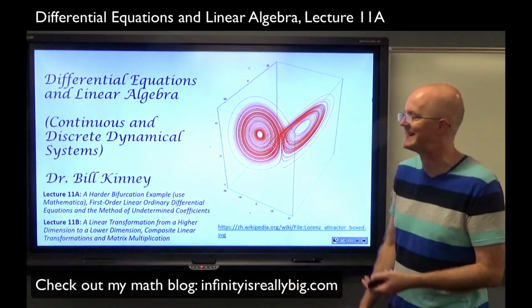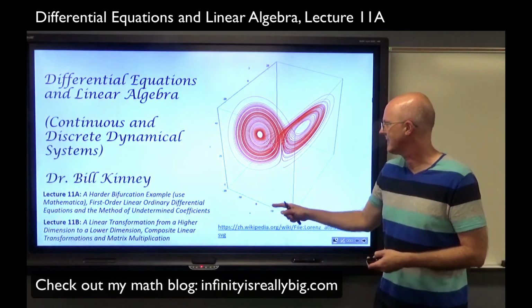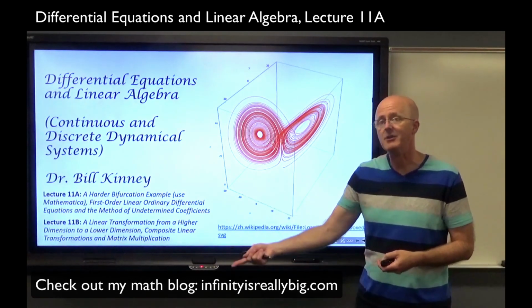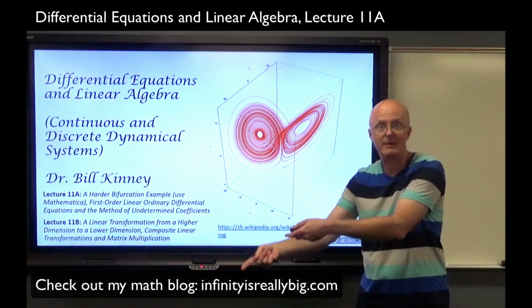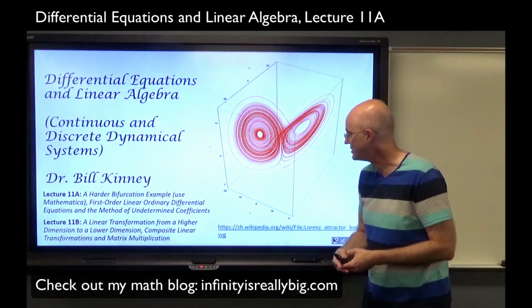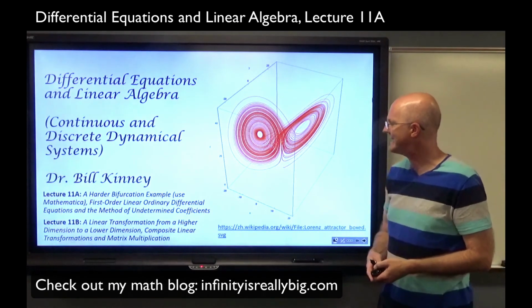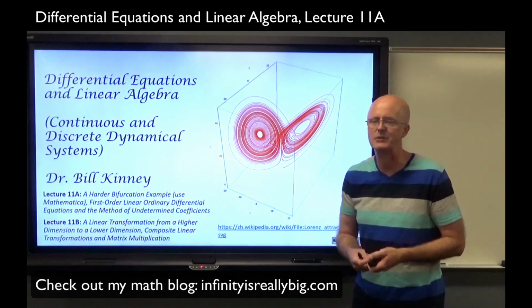Ordinary differential equations and the method of undetermined coefficients, which sounds like a fancy method, but it's really nothing more than educated guessing. Lecture 11B, linear algebra, is about linear transformation from a higher dimensional space to a lower dimensional space. In 10B, we did lower dimension to higher dimension. Talk again about kernel and image. Then we'll also talk about composite linear transformations, where you compose those functions and how that's related to matrix multiplication.